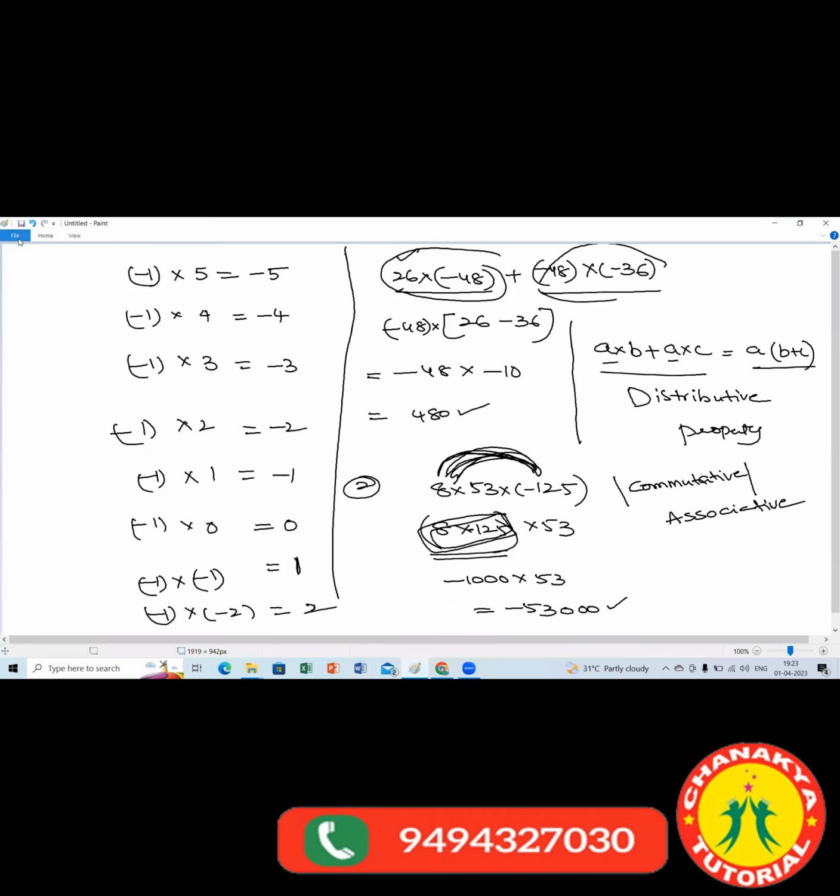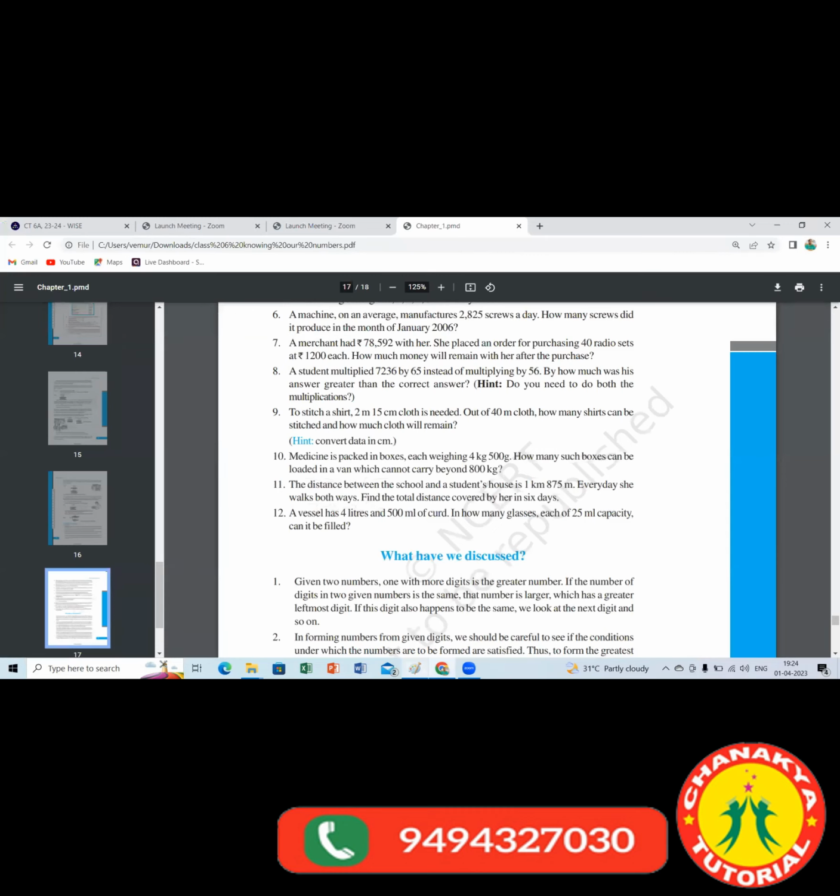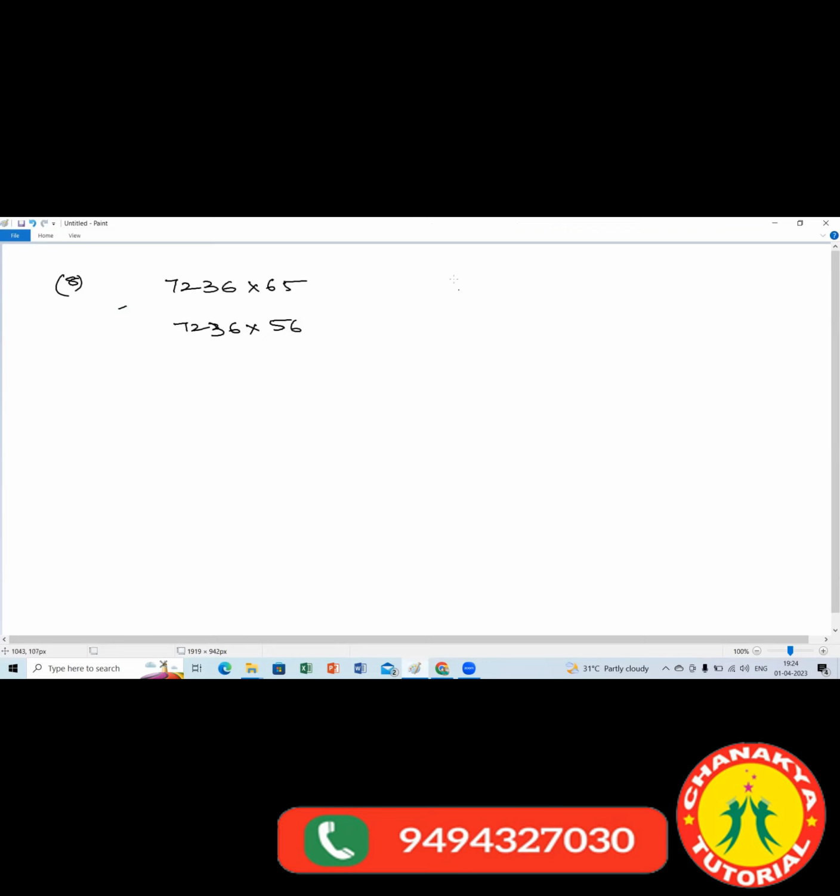7236. Let me clear the screen. I'll help you. Suppose a student multiplied 7236, question number 8, by 65 instead of 56. How much greater an answer did he get? That's our question. 7236 by 65 and by 56. How much greater? What will you do generally?